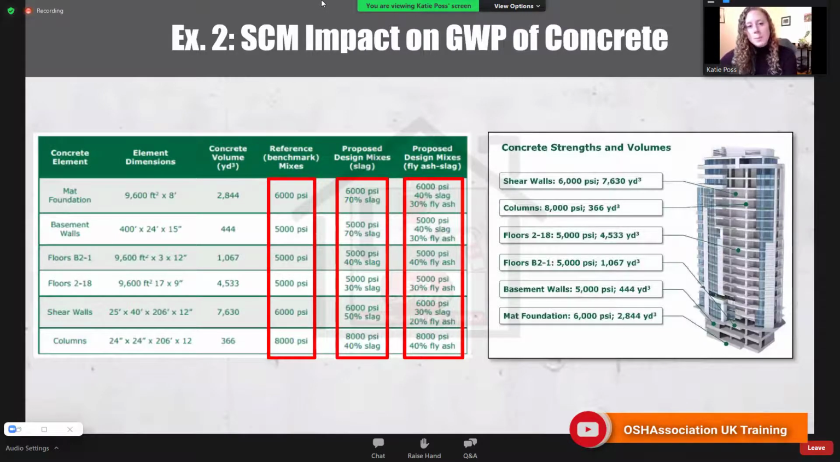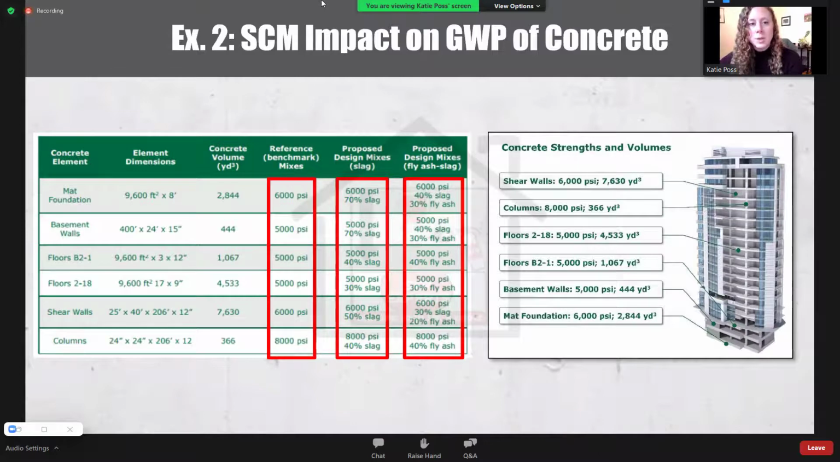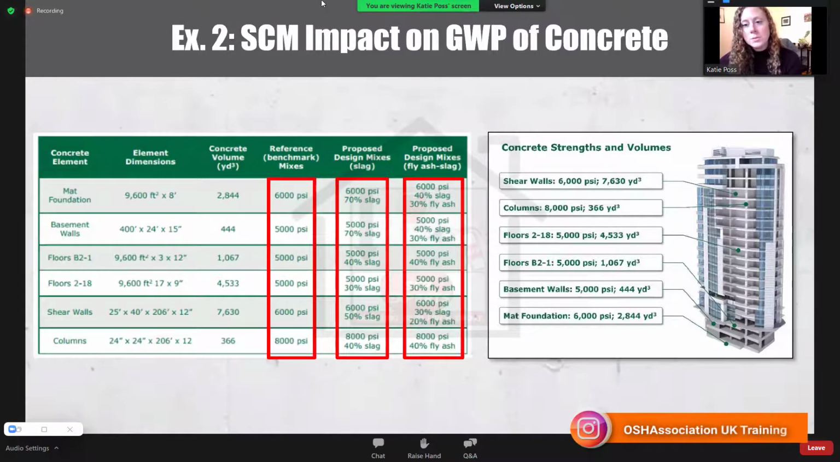Okay, in this next example, we're going to talk through the impact of using higher volumes of SEMs in concrete. And in this example, a cradle-to-gate LCA was conducted to determine the embodied impacts of concrete on a building that compares the GWP of a reference building with moderate SEM content to a proposed building using concrete mixes with relatively high volumes of fly ash and slag.